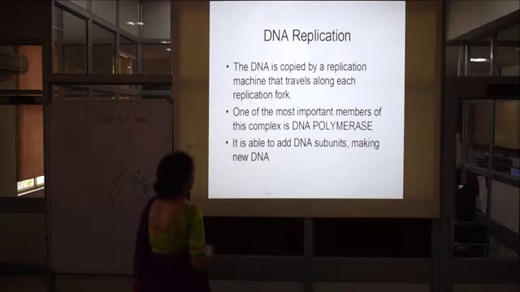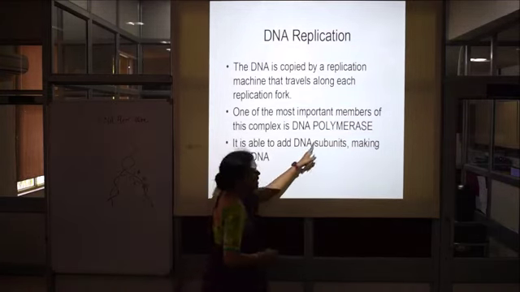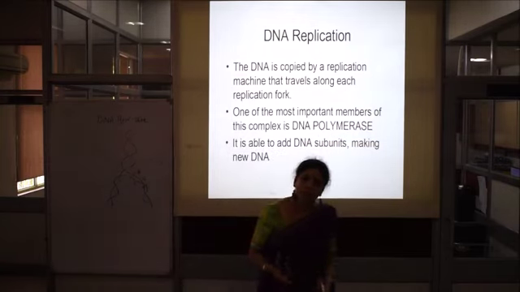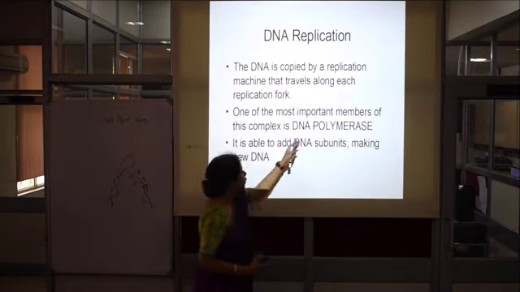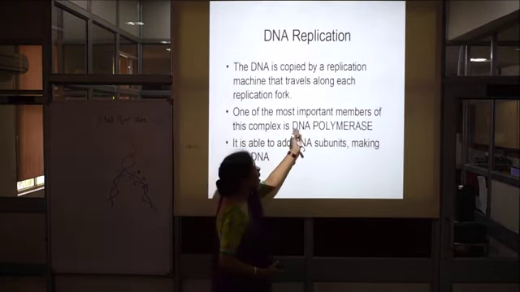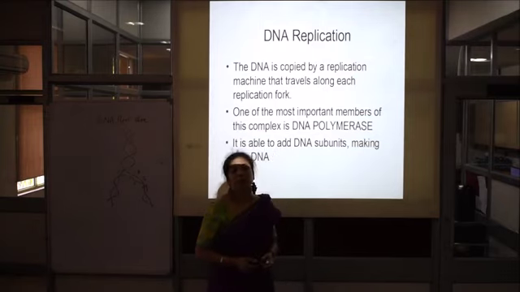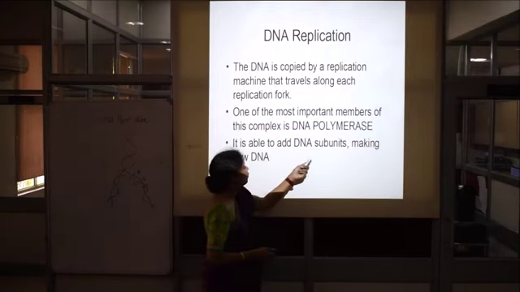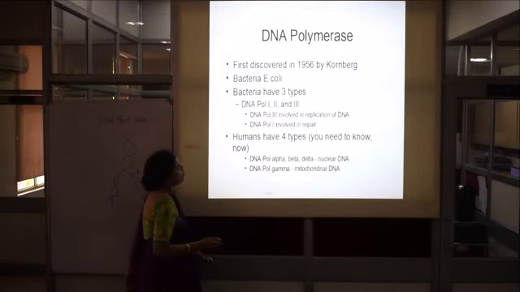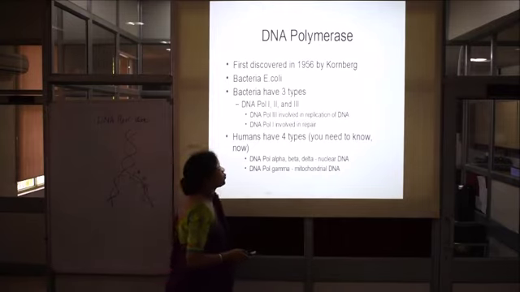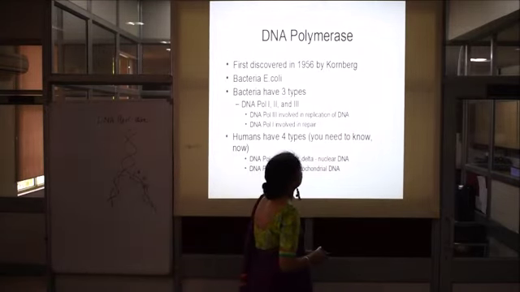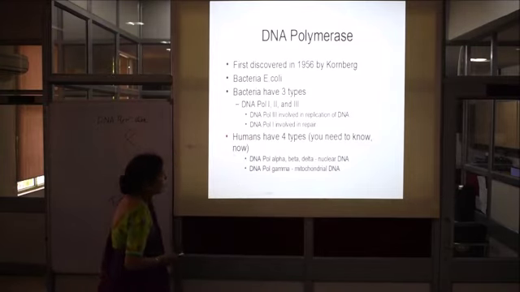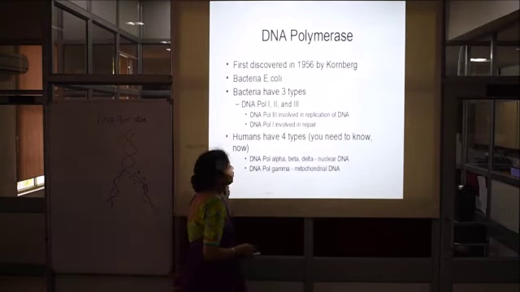One of the most important members of this complex is DNA polymerase. The name itself says it: an enzyme which synthesizes DNA, and one of the most critical enzymes responsible for DNA replication. It is able to add DNA subunits and make the new, daughter DNA. DNA polymerase was first discovered in 1956 by Sir Kornberg in the bacterium E. coli. It is of three types: DNA pol 1, 2 and 3.